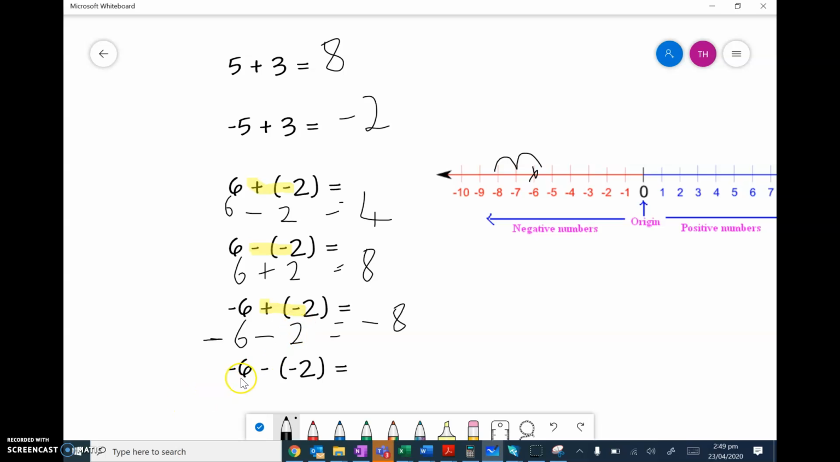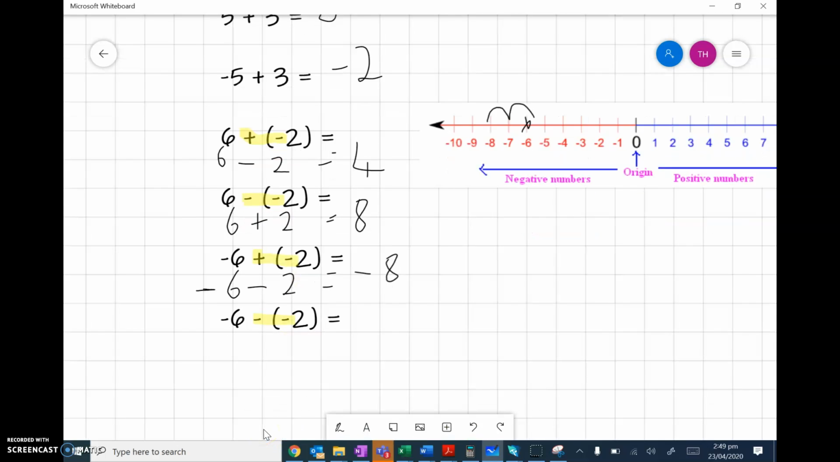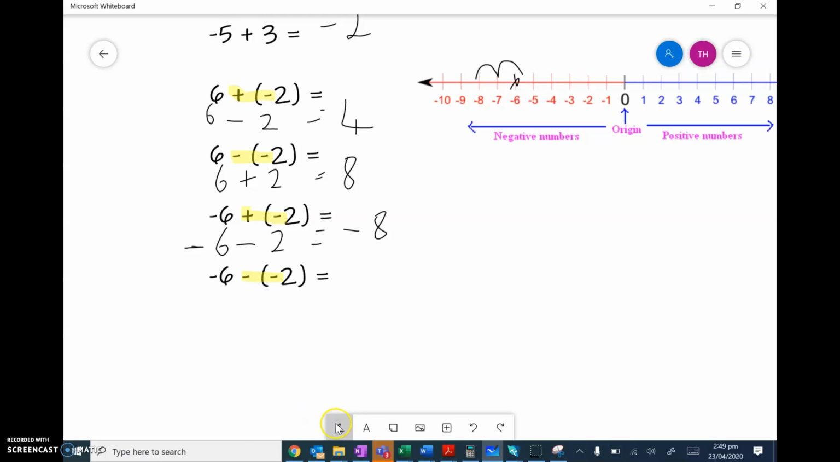And finally, negative 6 minus negative 2. So I have two minuses next to each other. Hang on one sec. Two minuses next to each other. I'm going to rewrite it out. Rewriting it out helps me get it into a form where I know what each sign does. It gives me forms where I don't have double signs.